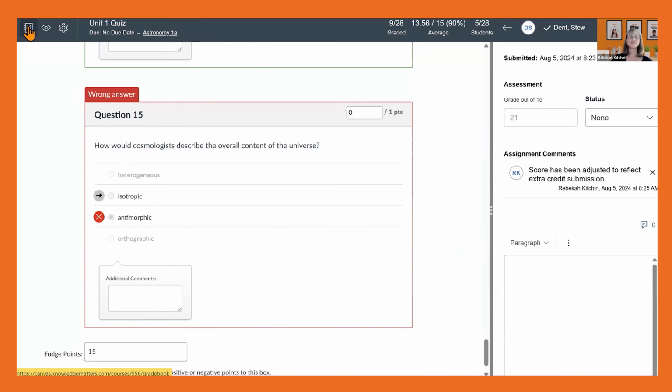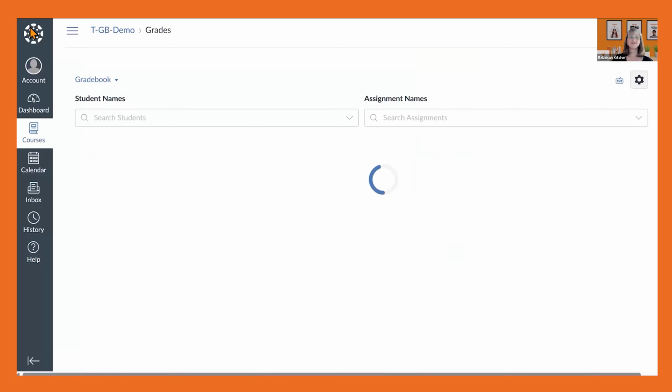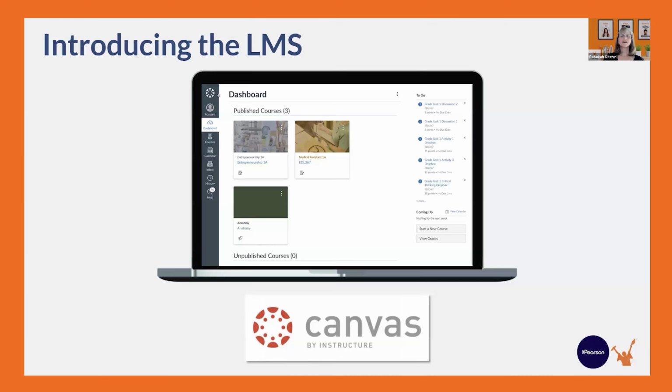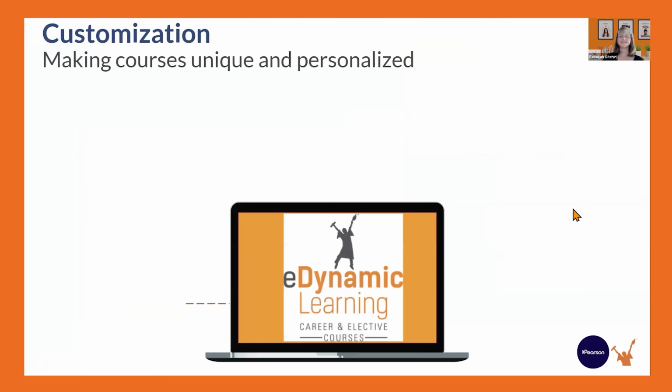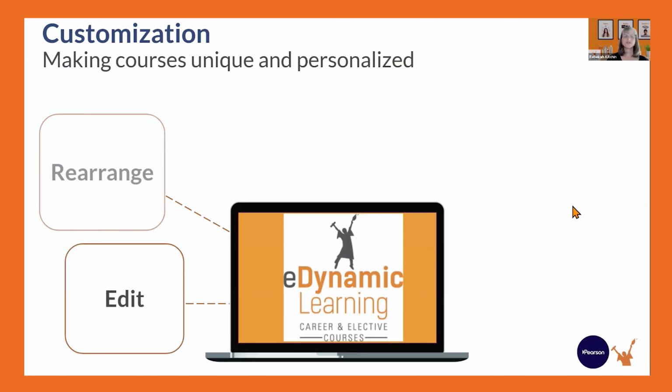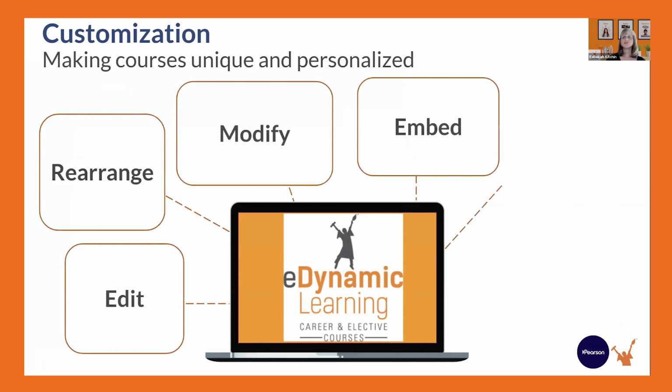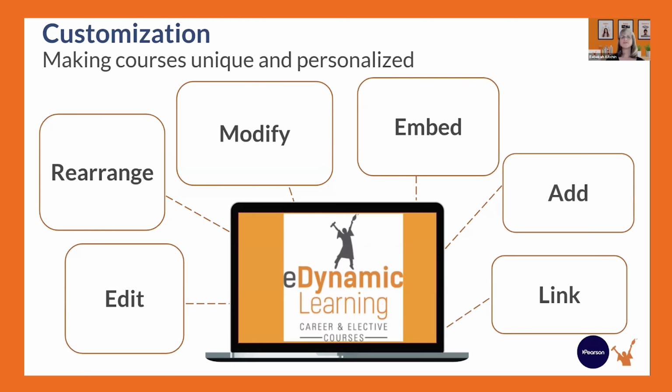Let's take a look back now at our slideshow. So on our slideshow, we have looked in Canvas. Let's talk a little bit about customizing. So in these courses, you do have the ability to customize, edit, rearrange, modify, embed. You can personalize assignments and quizzes and links. You can't change the actual content in the textbook portion of the course, but you can, just like any other course that you have created yourself, you can add assignments to it.